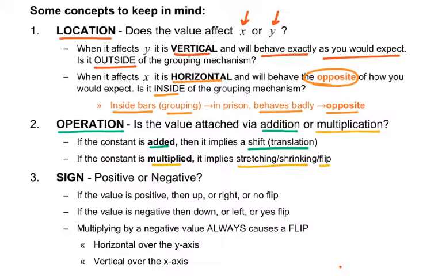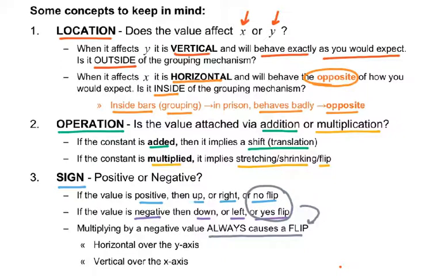And then the last thing we want to think about is the sign. Are we dealing with positive versus negative? Positive makes sense. If it's positive, then we would go up, we would go right, or we would have no flip. And then negative would go down, left, or yes, we would flip or reflect across an axis. And the last piece here is if we multiply by a negative, that always causes a flip.